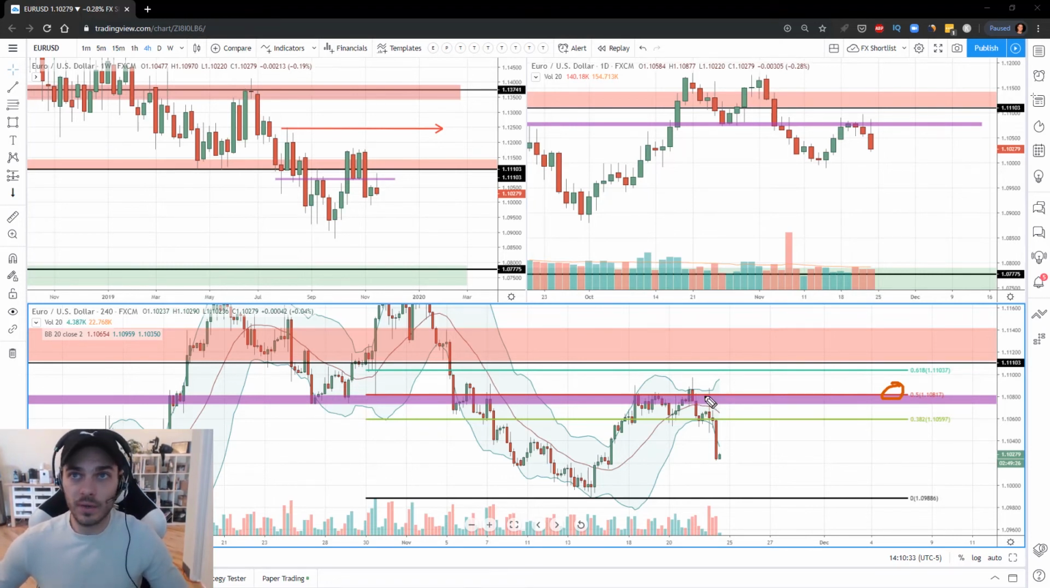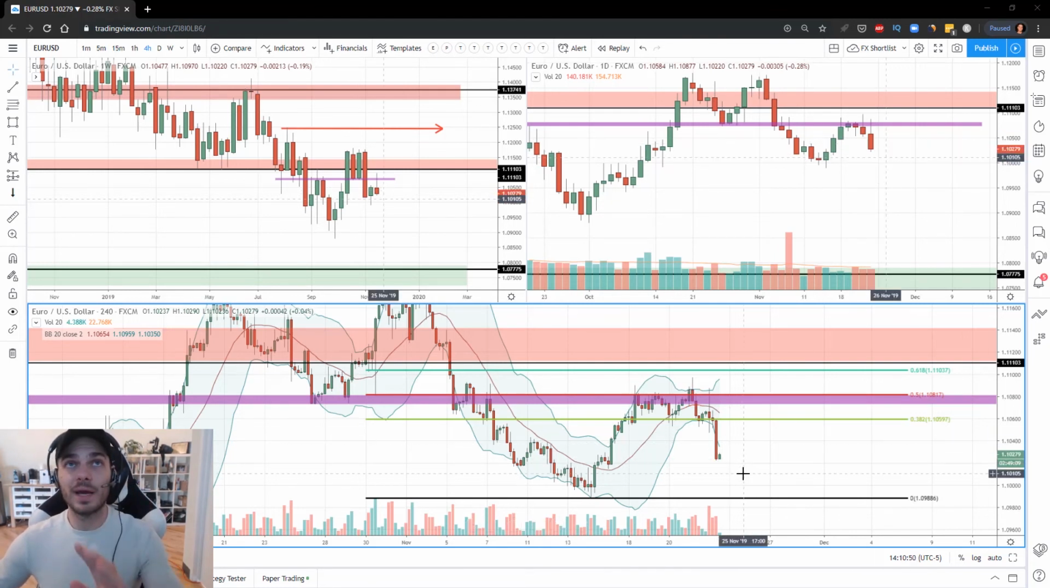And this is actually a trade that we took with our FX team here. Once we had that 4-hour close back below that previous resistance top here, that's where we got short, and we're looking to run this back into these 1.10s.